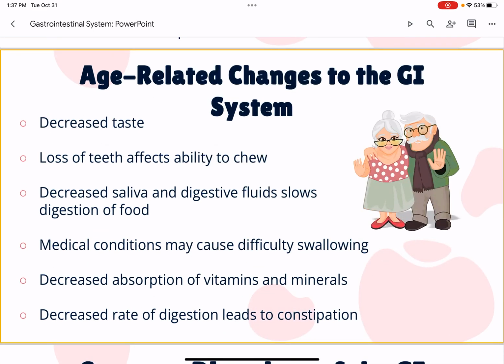Age-related changes to the GI system. Decreased taste. Sweet is the last to remain. Loss of teeth affects the ability to chew. Decreased saliva and digestive fluids slows the digestion of food. Medical conditions may cause difficulty swallowing. Decreased absorption of vitamins and minerals. Decreased rate of digestion leads to constipation.